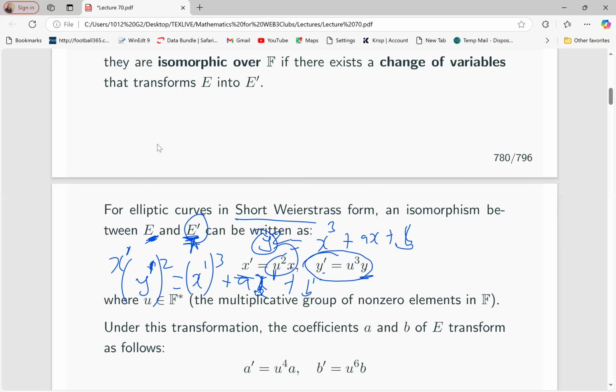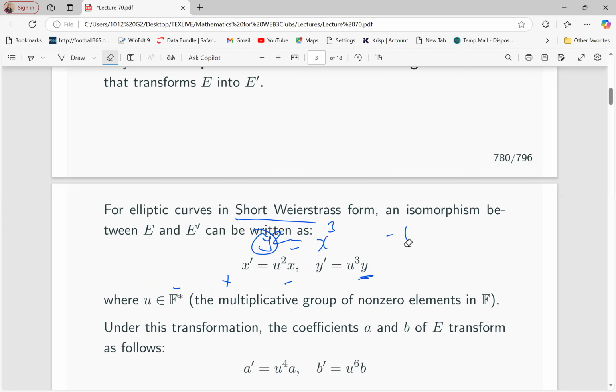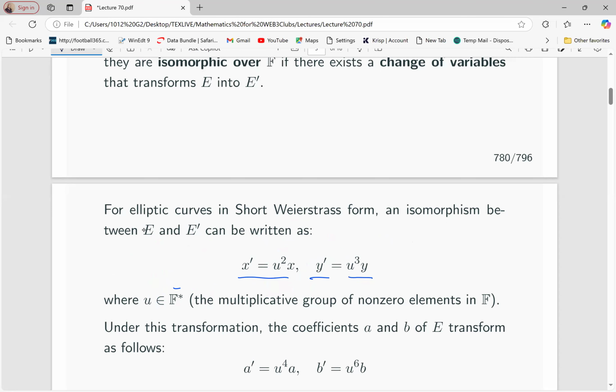So in short, for us to be able to get elements of E that are mapped to the elements of E prime, we must be able to get that u, so that u squared times x gives us x prime, and then u cubed times y gives us y prime. So that is what we'll be looking at. That's what we'll be trying to find.